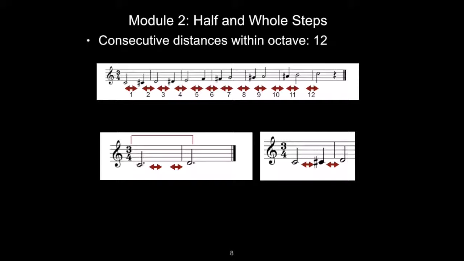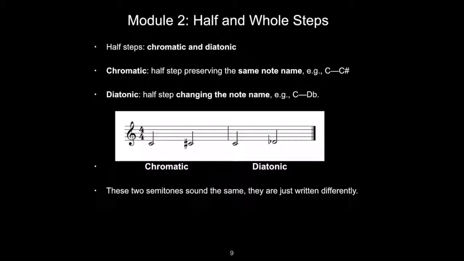To recap, the distance between C and C sharp is 1 semitone or half step, and the distance between C and D is 1 whole tone or whole step. A distance between 2 pitches is called an interval. By now, you've also learned 2 intervals: minor second, which is the size of a semitone, and major second, the size of a whole tone.